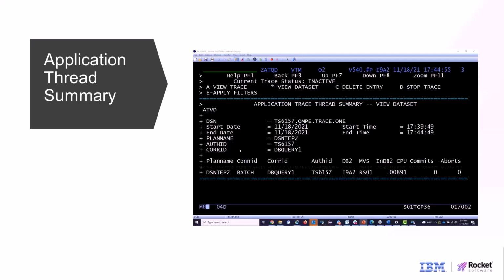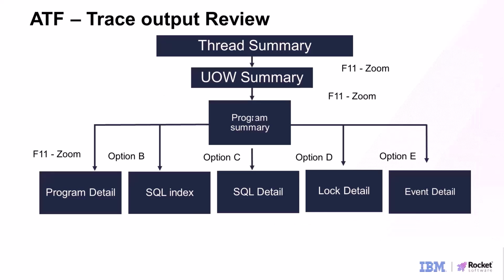I will now show you a menu to navigate the trace records. From the thread summary, we can hit PF11 and get a unit of work summary, and press PF11 to zoom into the program summary. From the program summary, we can zoom to the program detail, or select option B for the SQL index, option C for SQL detail, D for lock detail, or E for event detail.